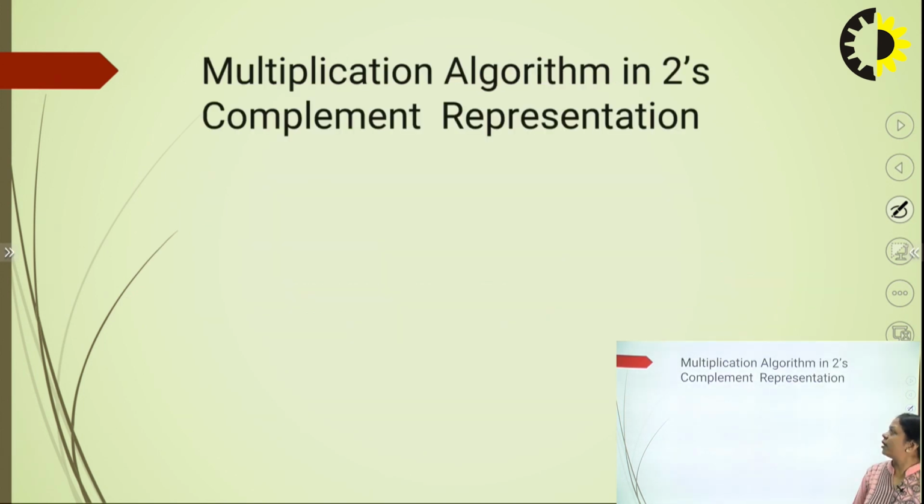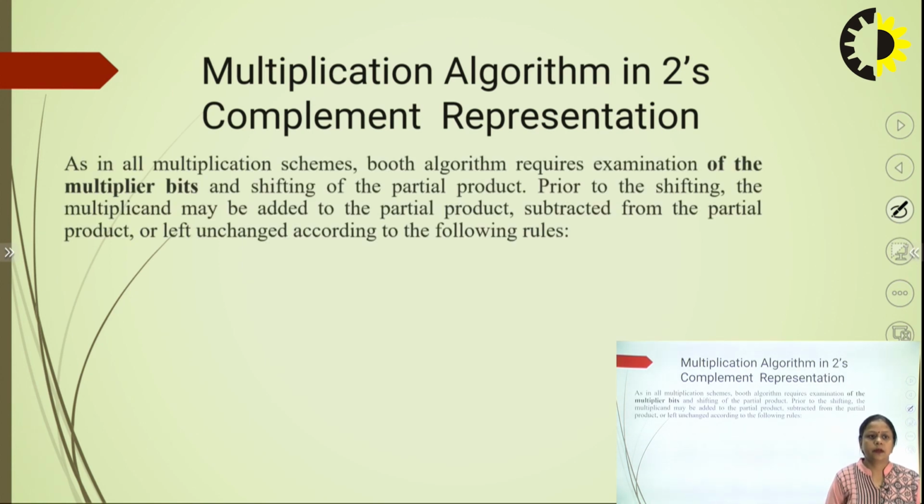Now, multiplication algorithm in 2's complement representation, which is another name for the Booth algorithm, because we are using 2's complement representation here. As in all multiplication algorithms, the algorithm requires examination of the multiplier bits and shifting of the partial product. Prior to the shifting, the multiplicand may be added to the partial product, subtracted from the partial product, or left unchanged according to the following rules.